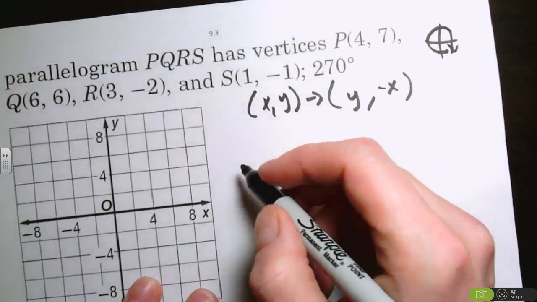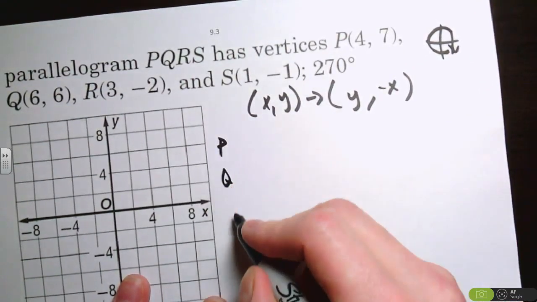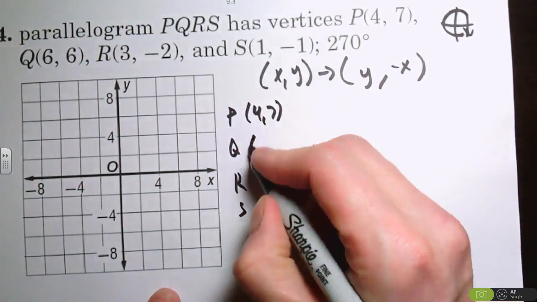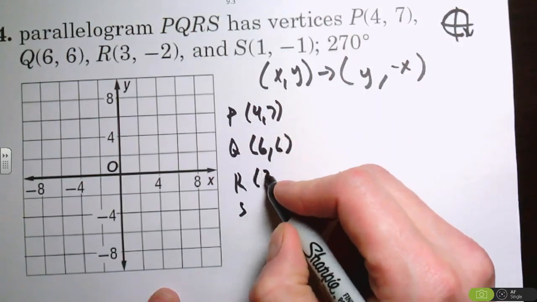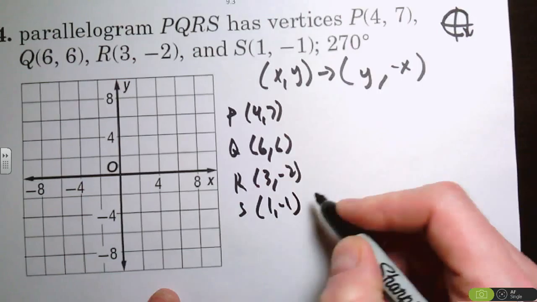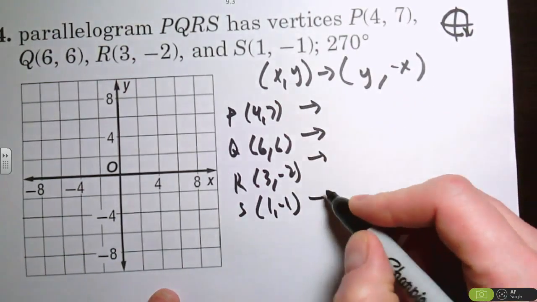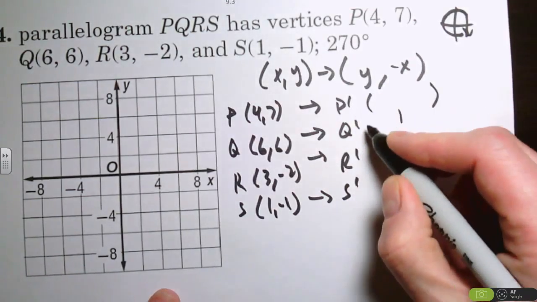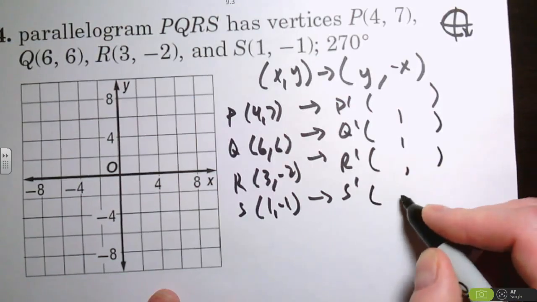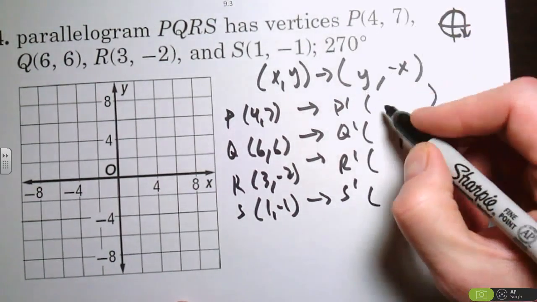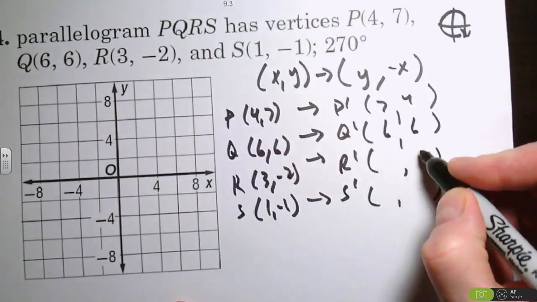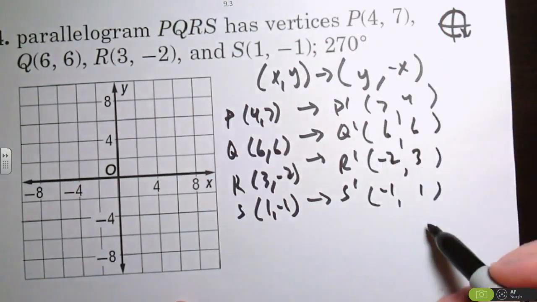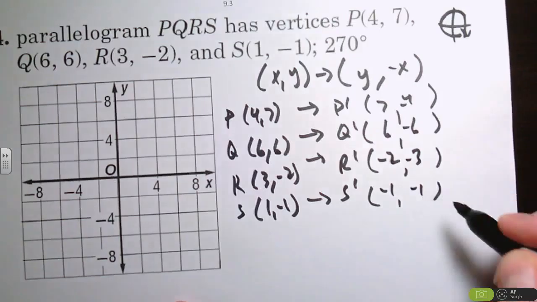Okay. So PQRS. P, Q, R, and S. P is at 4, 7. Q is at 6, 6. R is at 3, negative 2. And S is at 1, negative 1. So P becomes then 7, 4, 6, 6, negative 2, 3, negative 1, 1. And now what we'll do is we'll switch the sign of all the new y's, which are the old x's. So those are negative, negative. Actually, they all become negative then.